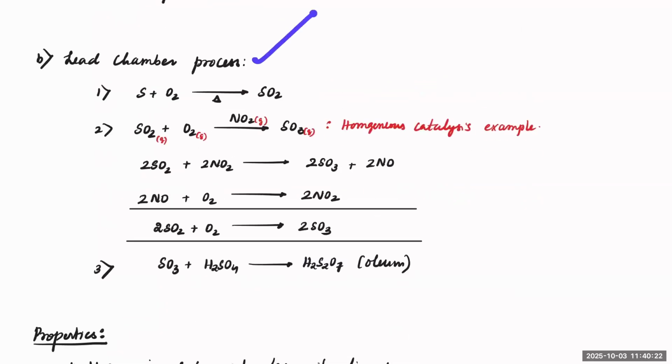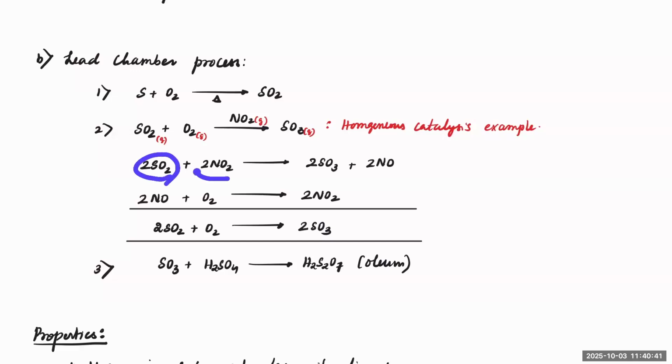Next one is the lead chamber process. S plus O2 converts into SO2. And SO2 plus O2 will convert into SO3 in the presence of NO2. And that is homogeneous catalysis. Clear?